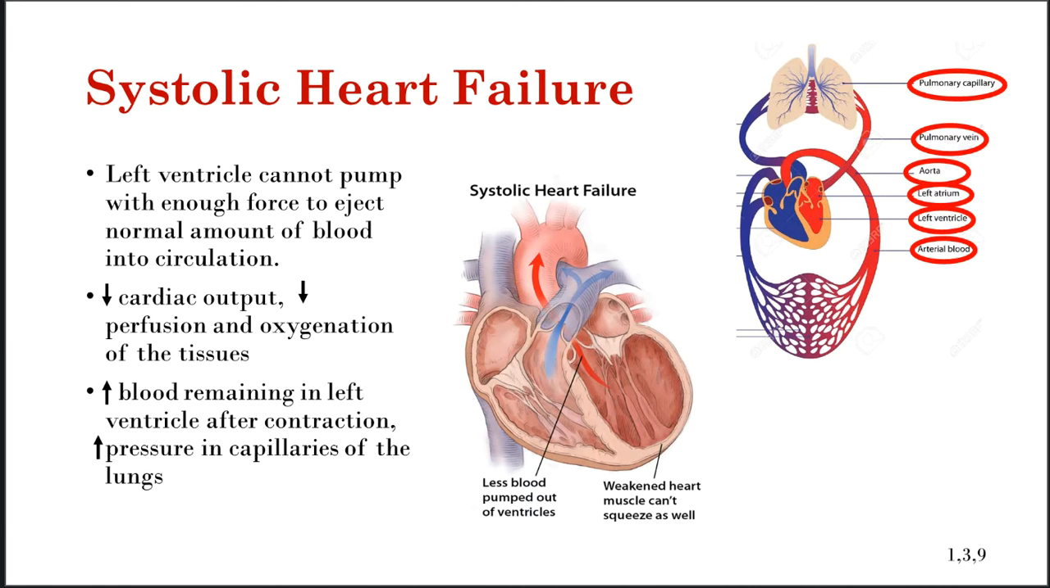Systolic heart failure occurs when the left ventricle cannot pump with enough force to eject the required amount of blood into circulation. In addition, an increased amount of blood remains in the left ventricle during diastole, meaning less blood can empty from the left atrium and less reoxygenated blood can return from the lungs. As a result, there is increased pressure within the pulmonary capillaries and fluid is forced out into the surrounding tissue.